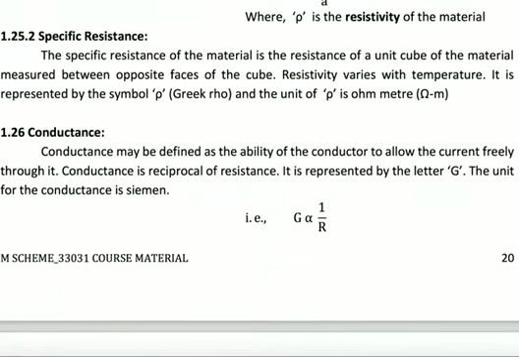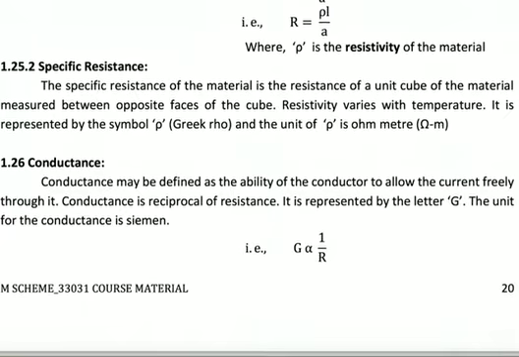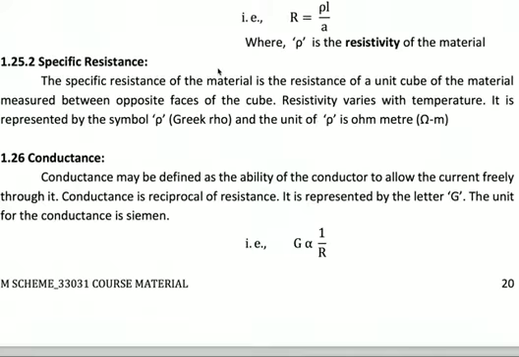What about specific resistance? The specific resistance of the material is the resistance of a unit cube of material measured between opposite faces of the cube. Resistivity varies with temperature. It is represented by the Greek symbol rho. The unit of rho is ohm meter, because the unit of resistance is ohm, this one is meter, this one is meter square, so this becomes ohm into meter.